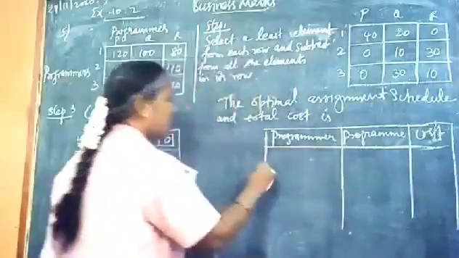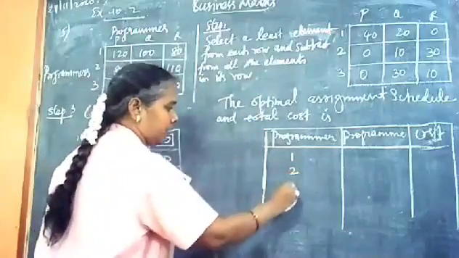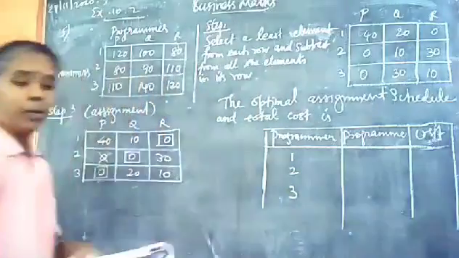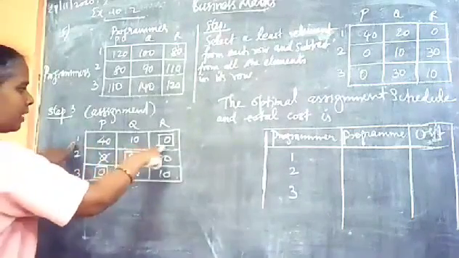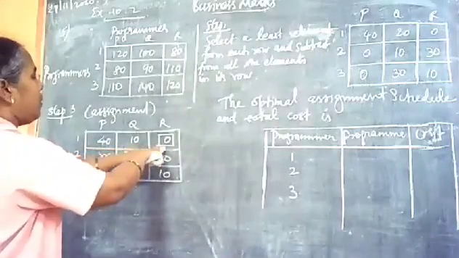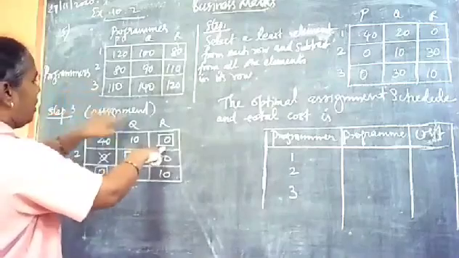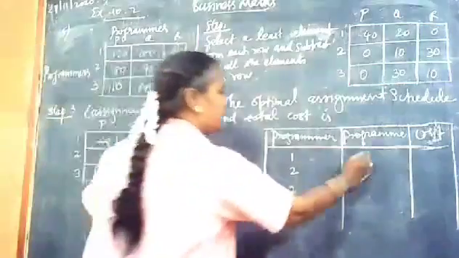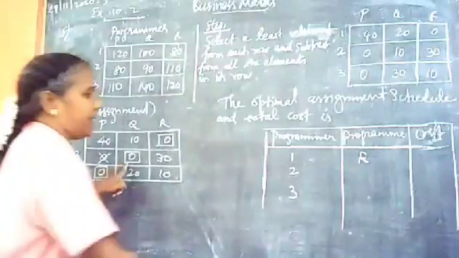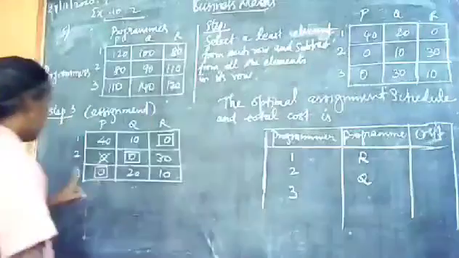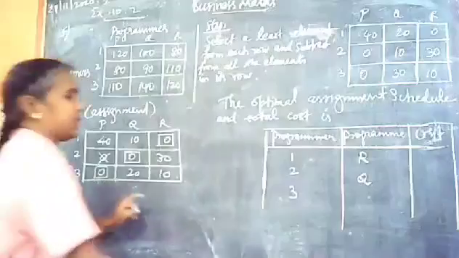So programmers 1 to 3, only 3. For programmer 1, which program is related? R. You write here R. Next, for the second programmer, Q is related. For the third programmer, T is assigned.